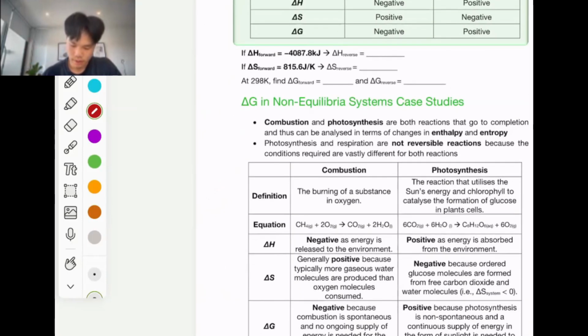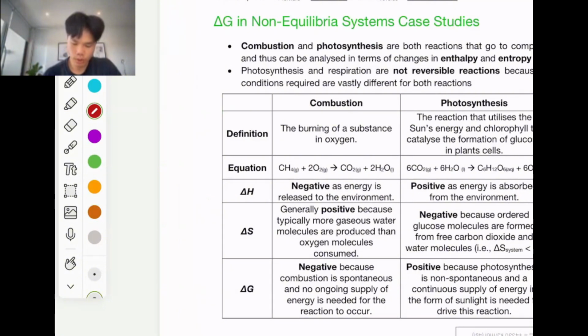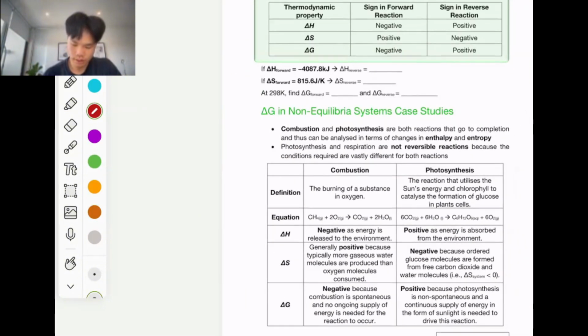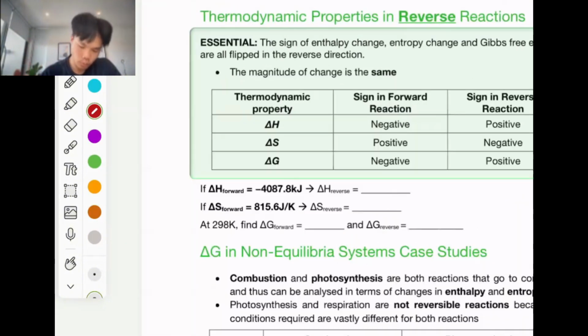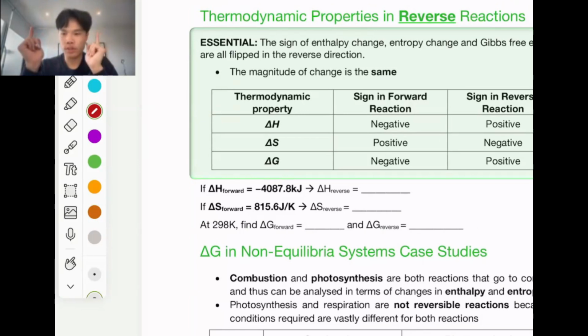So then that brings us to... Oh yeah, I guess one point before I move on to that. If you have a reversible reaction where the delta G, say in the forward direction, is negative, and you were looking at the reverse reaction, the delta G would be the same magnitude, but it would just be positive. And the same with the delta H and the delta S. Everything will just be flipped in terms of the sign. Just one thing to note with equilibria.